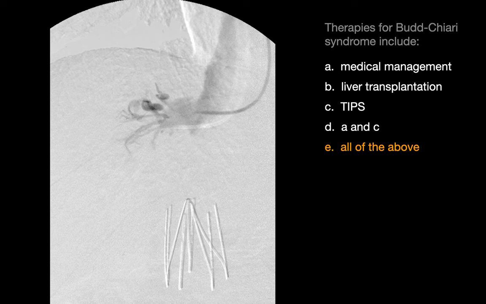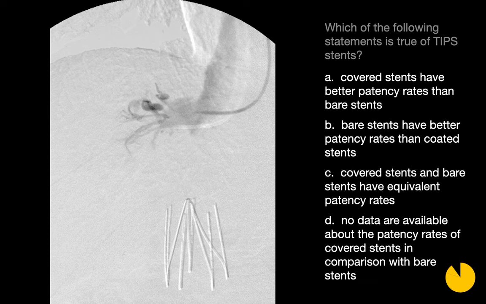angioplasty, stenting, or thrombolysis. Which of the following statements about TIPS stents is true? The answer here is A. Covered stents have better patency rates than bare stents. Basically, it's believed that bile is a thrombogenic substance that's able to go through the wall of a bare stent and into the lumen of a TIPS stent.